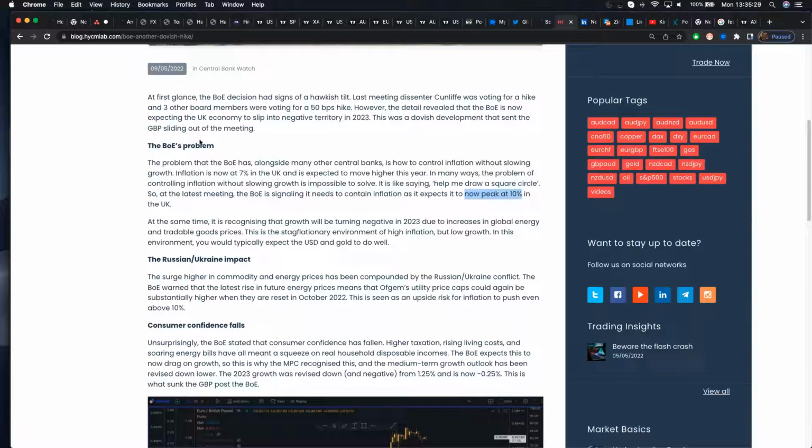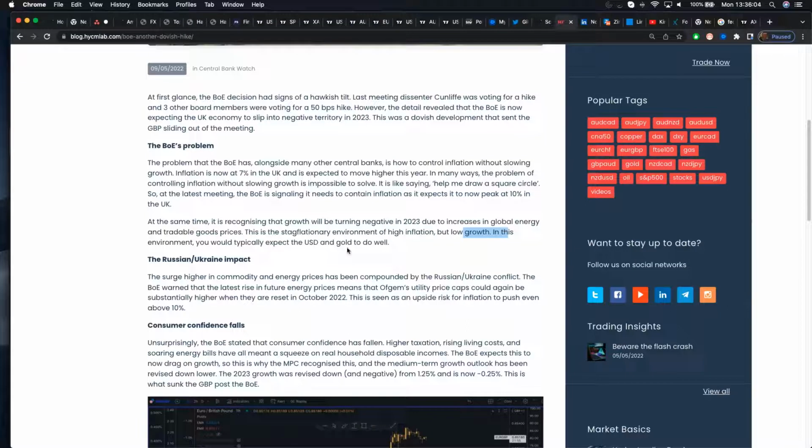So the Bank of England's problem is the problem that many central banks are going to have: they're having to hike interest rates to contain inflation, peaking at 10%. But if they do that, then they risk slowing growth. And you can see that growth is due to turn negative in 2023. The Bank of England are putting that down to a huge increase in global energy and tradable goods prices. So this is a stagflationary environment of high inflation but low growth.